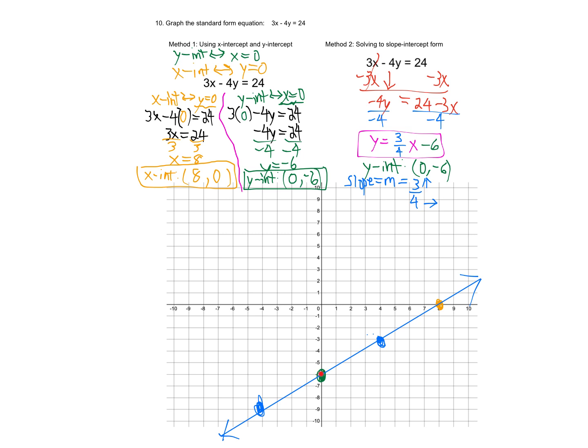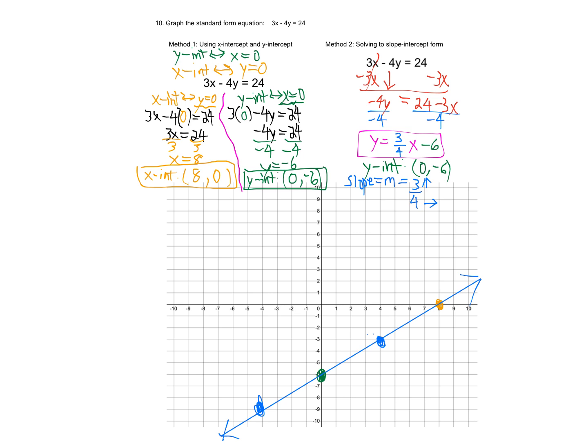Remember, the slope-intercept equation gives me the slope and the y-intercept. Again, plotting the point at 0, negative 6 in green. From there, I can go up 3, to the right 4. Put a point. Up 3, right 4, put a point. Similarly, you can go down 3, back 4, to the left 4. Plotting my points then and connecting them, it still gives me the same line.